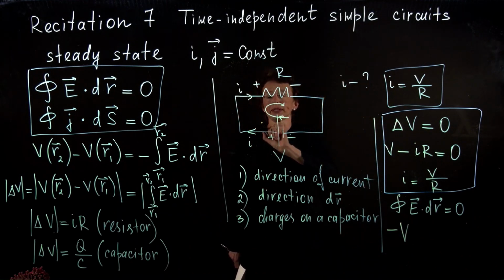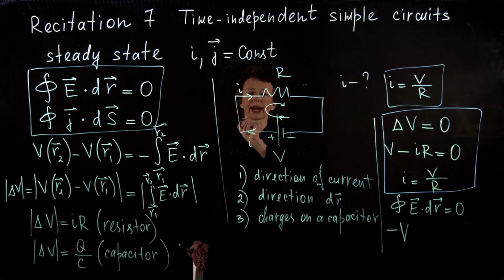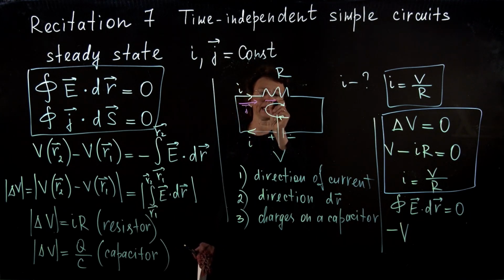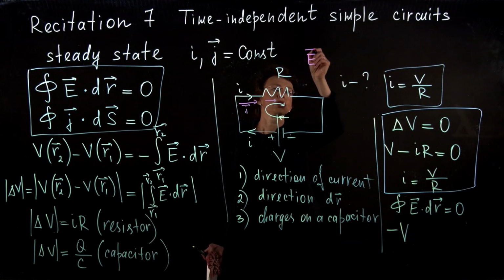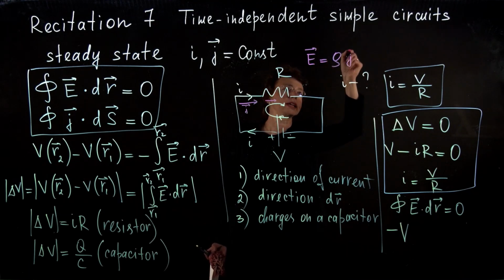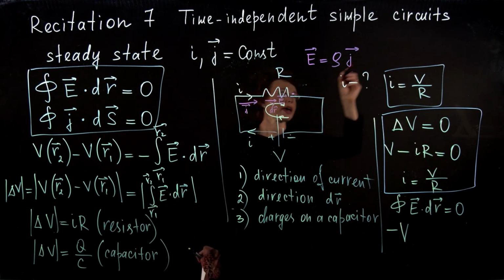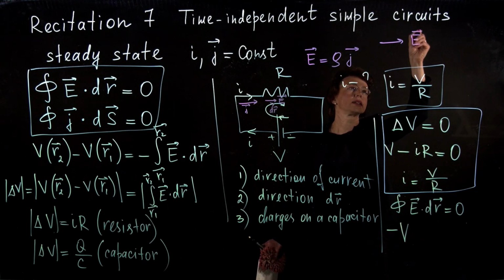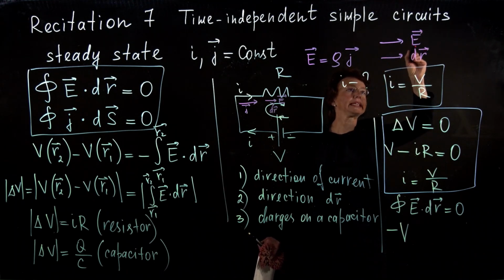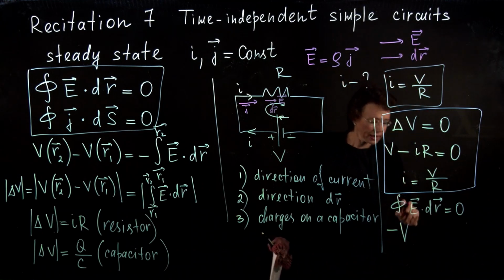We keep going. Now I come to this resistor. Current flows to the right, which means that current density J is to the right, which means that electric field E, which is rho J, is to the right. This is my electric field. And dr is to the right. So we have electric field to the right, dr to the right, which means dot product E dot dr is positive. That's why I put plus here.